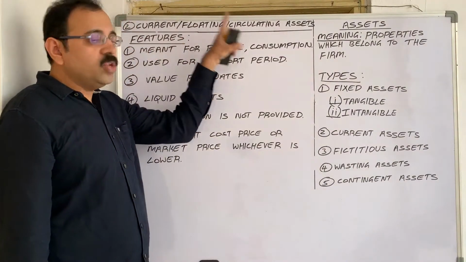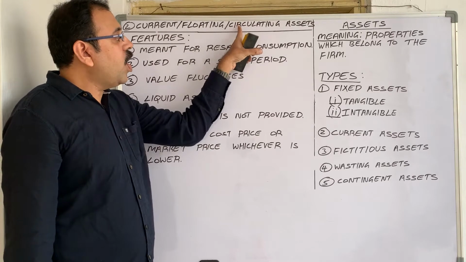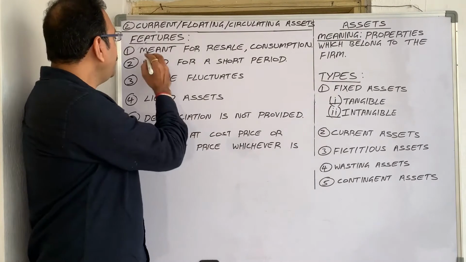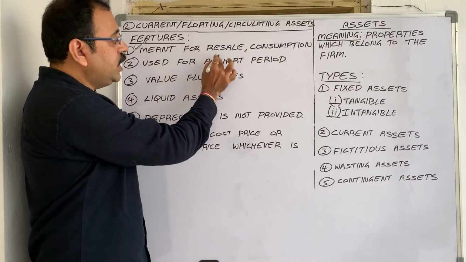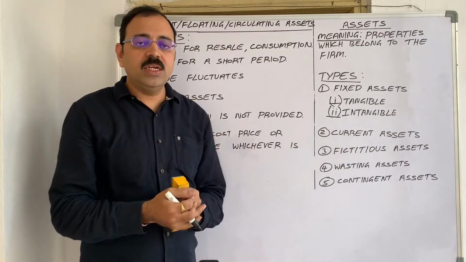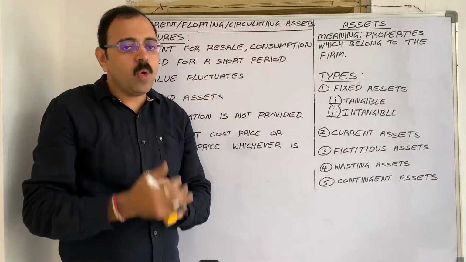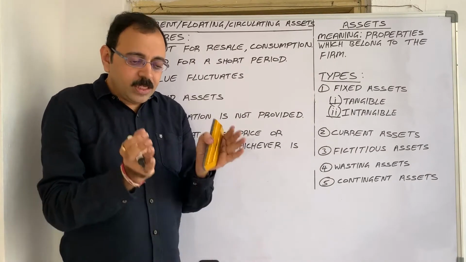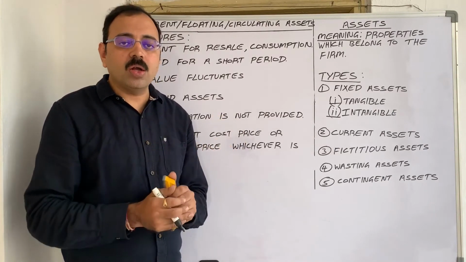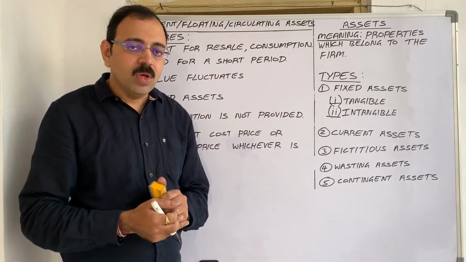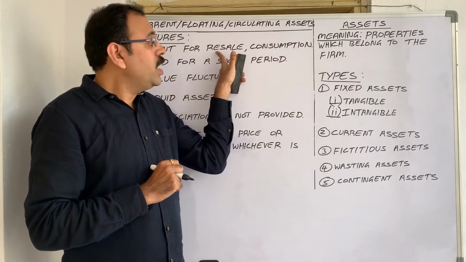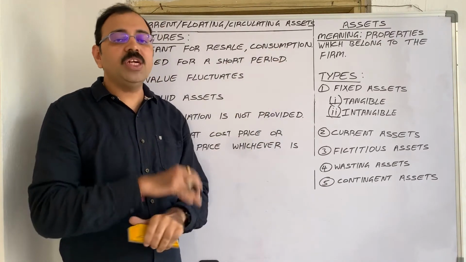Next come to current assets. Current asset is also known as floating asset or circulating asset. Let us see the features of current asset. First feature is they are meant for resale or consumption. For example, a trading concern purchased finished product from wholesale market. This product comes under goods, also known as inventory, stock. It is meant for resale purpose now. So the current asset is used for resale purpose, or current asset may be used for consumption purpose.